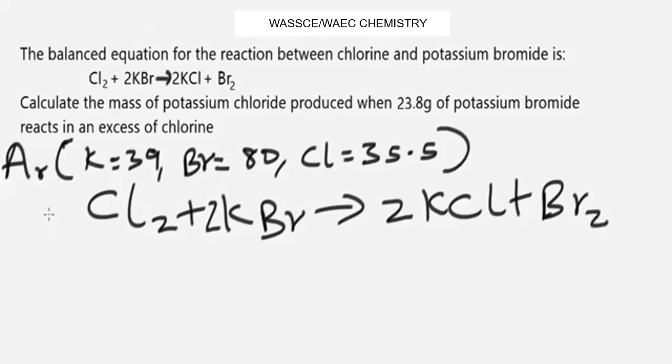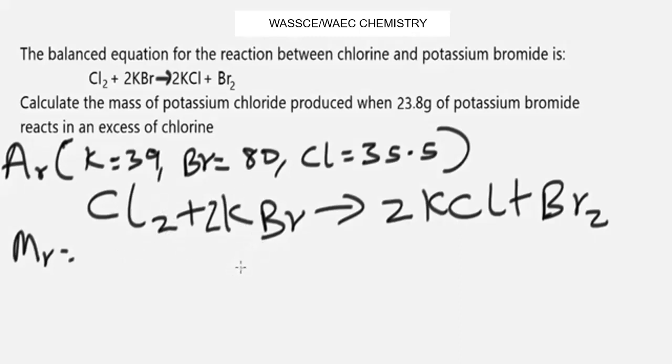Okay, let's get the relative formula mass of the elements and compound respectively. Now, we're not going to find the relative formula mass for chlorine gas because chlorine gas is in excess. Remember, I told you that when the gas is in excess, you don't find the relative formula mass. So we go to potassium bromide.